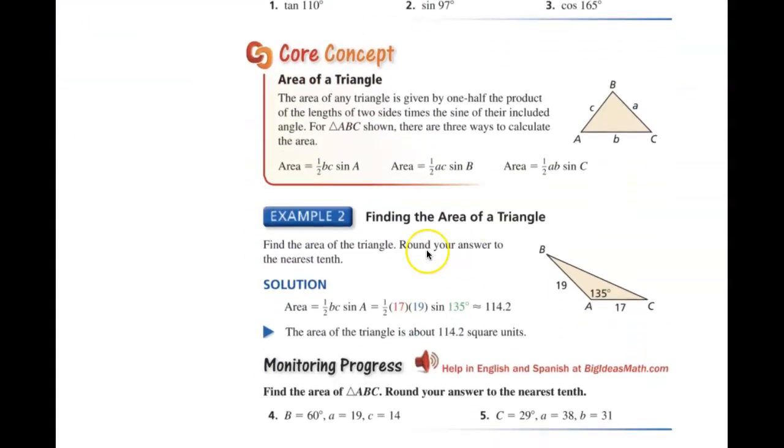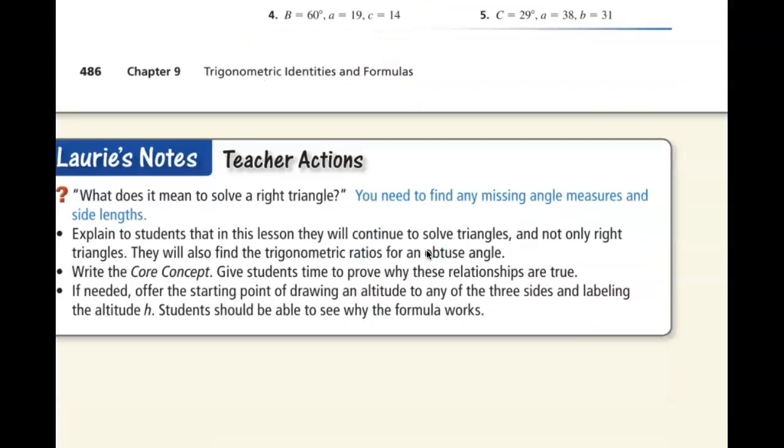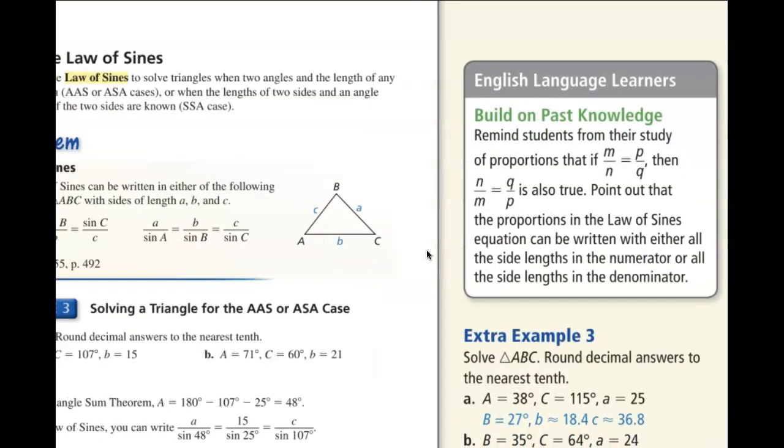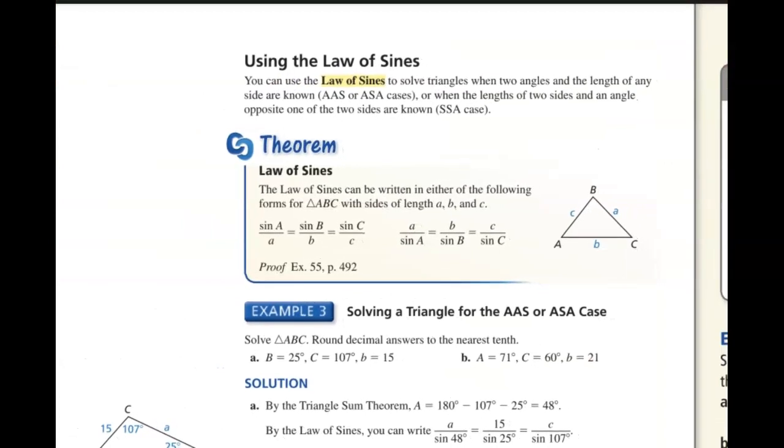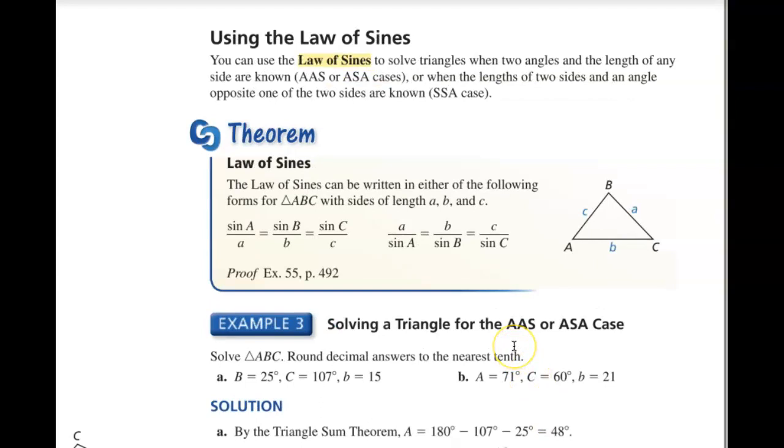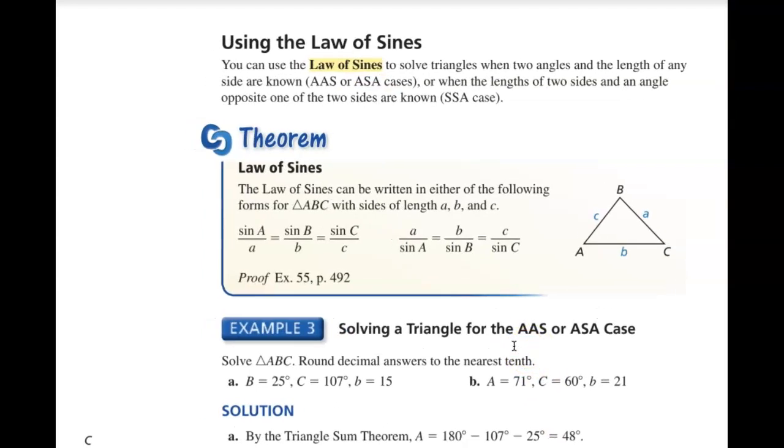And we're actually not going to start with the area of the triangle. We're going to skip ahead just as we did in class. And we're first going to talk about the law of sines. And so the law of sines is a formula that can be used when you have an AAS, an ASA, or an SSA triangle case. So an angle, angle, side, angle, side, angle, or side, side, angle.